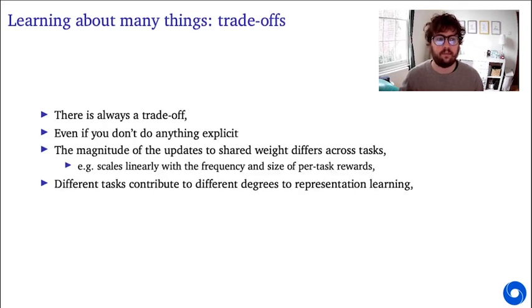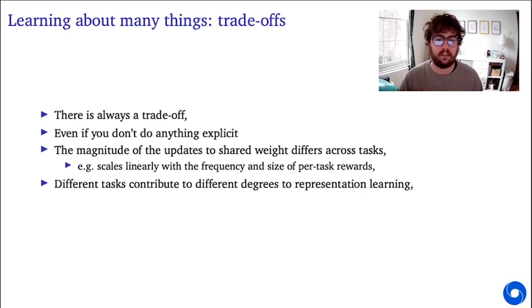And the important thing to realize is that there is always a trade-off. So even if you don't make it explicit, even if you don't do anything fancy about it, the system will make some trade-off. So for instance, the magnitude of the predictions and the induced gradients for different tasks will be different for different GVF predictions. And this magnitude will scale linearly with the frequency and the size of the individual cumulant. So it will be quite different across predictions. And this means that the updates from the different predictions will basically be reweighted accordingly in terms of how much they contribute to shaping the shared parameters.